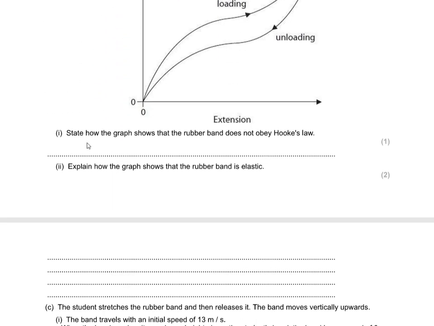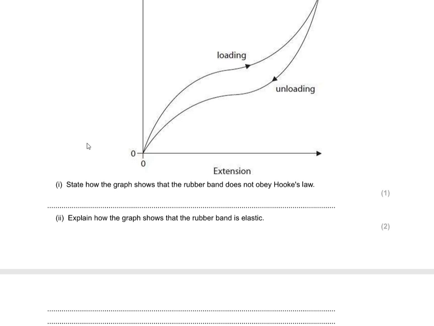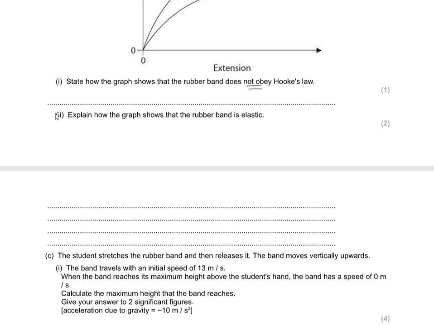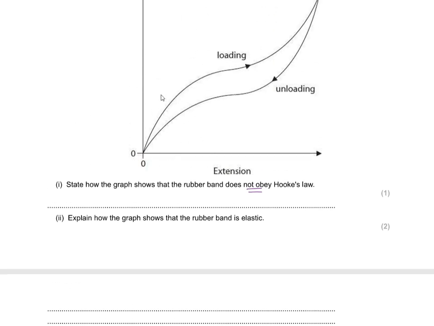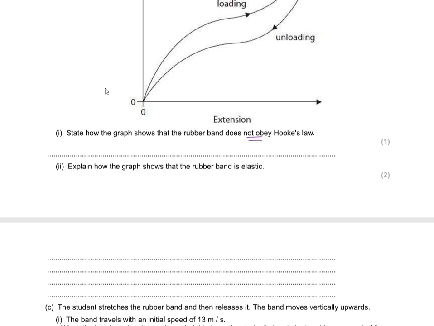Okay, now state how the graph shows that the rubber band does not obey Hooke's law. First of all, we want to know what Hooke's law is. If you remember, we need to go back to the first question. Hooke's law states that it is directly proportional. This is not directly proportional because it is not a straight line. Okay. First of all, we're going to say that this graph is curved. Okay, it's not a straight line. And look, it's 1 mark. I don't need to talk anything more.